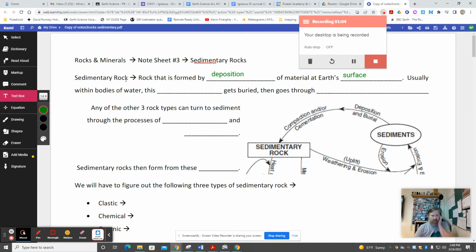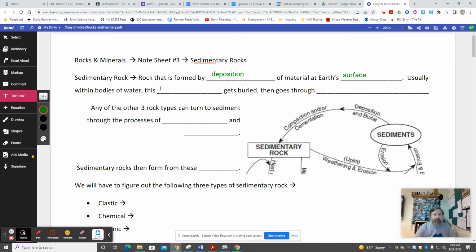Sorry about that. So yeah, generally deposition is going to happen in the water. Can it happen on land? Sure, sand dunes. But usually within water, this sediment gets buried and then goes through basically what's written in the rock cycle right here. If you want to be lazy, just write an arrow, but I'll write it. Compaction, which means it gets squished.